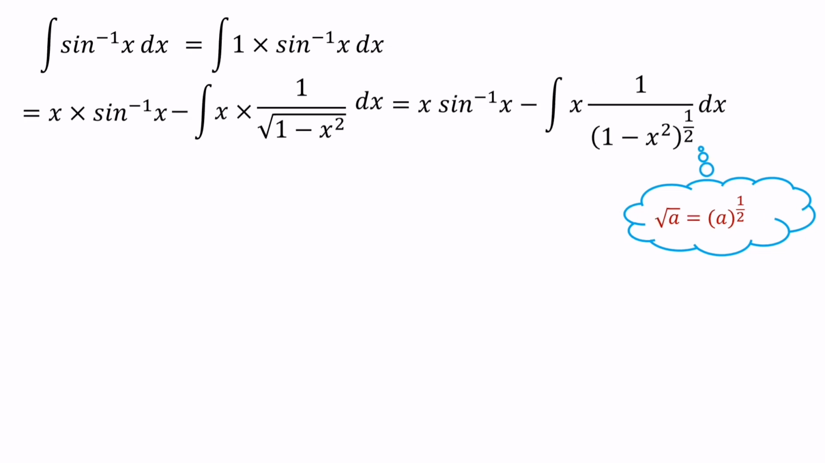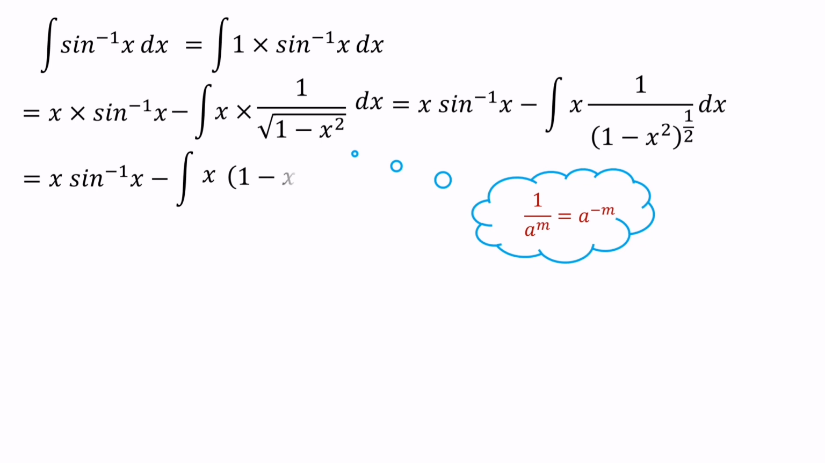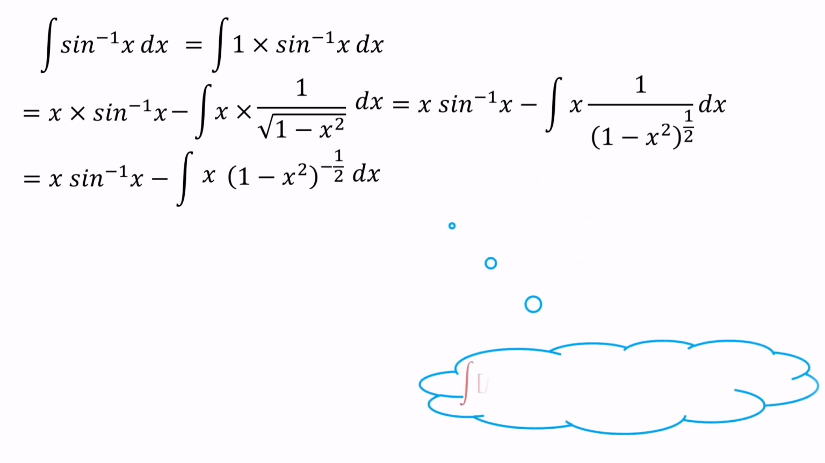Now we have x sin inverse x minus the integral of x into, instead of 1 over 1 minus x squared to the power of half, we can write 1 minus x squared to the power of minus half. We know the integral of f(x) to the power of n into f dash x, or the differentiation of f(x), we can write as f(x) to the power of n plus 1 over n plus 1. So in this case 1 minus x squared is like f(x), and minus half is like n.